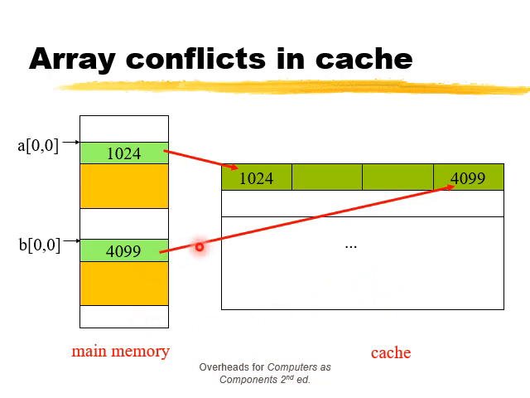How we can eliminate the cache conflict is by moving this array down to 4100. So if we move this array from 4099 to 4100, we can fix the conflict. However, that fix won't work in more complex situations. Moving one array may only introduce cache conflict with another array.